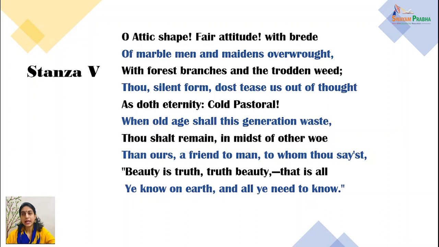Next he says, with breed of marble, men and maidens overwrought. That means the inanimate object of art, that is the urn, is fully ornate with men and maidens, braided with marble on it. Breed is braided. And besides them, there are forest branches and bushes also.